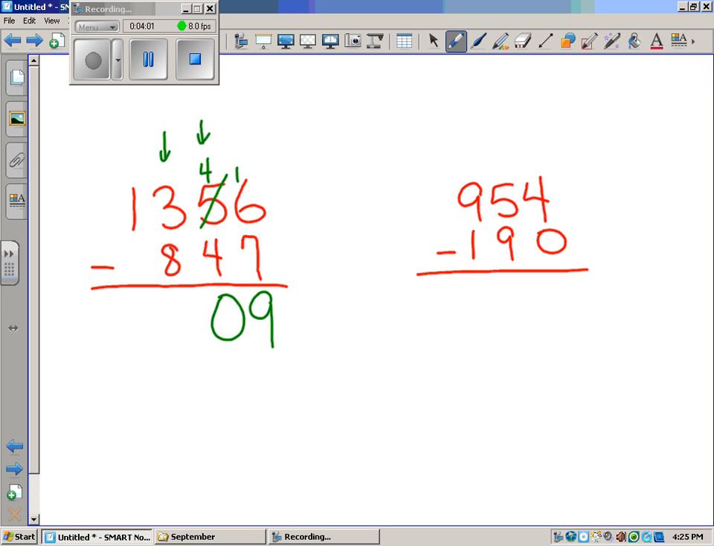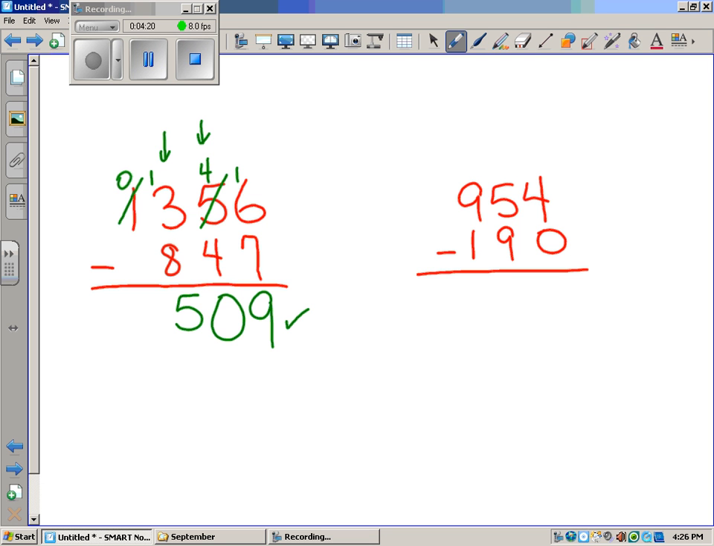3 minus 8, again, we can't do. 8 is larger than 3, so we're going to have to borrow from the column next to it. That'll become 0. This will become 13. 13 minus 8 is 5. Over here is just 0 minus 0, so there is our correct answer of 5 over 9.